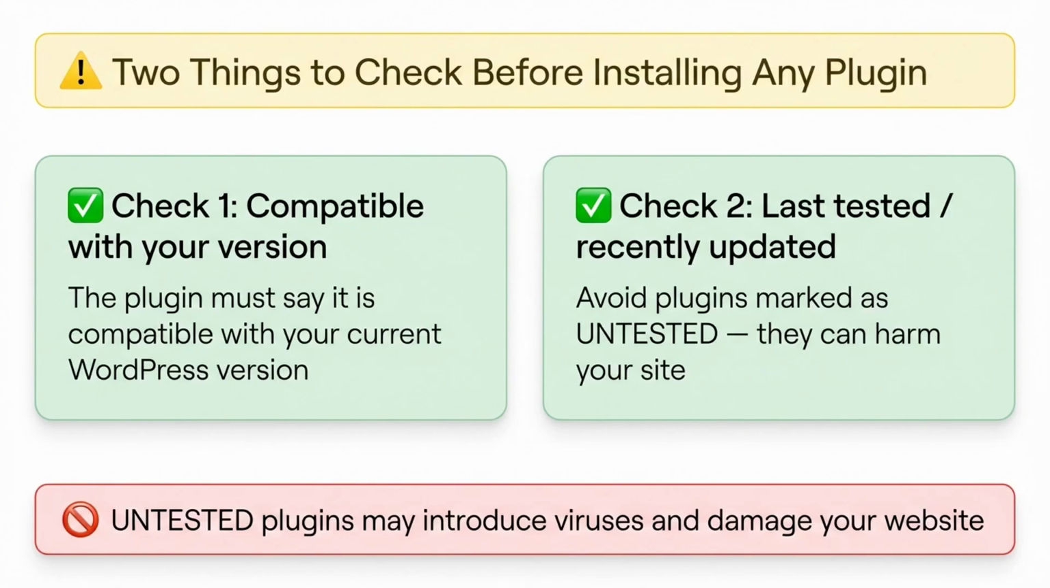Before you install any plugin, not just these 4, there are 2 critical things to check. First, make sure it says compatible with your version of WordPress. Second, check when it was last tested and updated. If a plugin shows as untested, do not install it. An untested plugin can seriously hamper your site's performance and may even introduce security vulnerabilities or viruses.